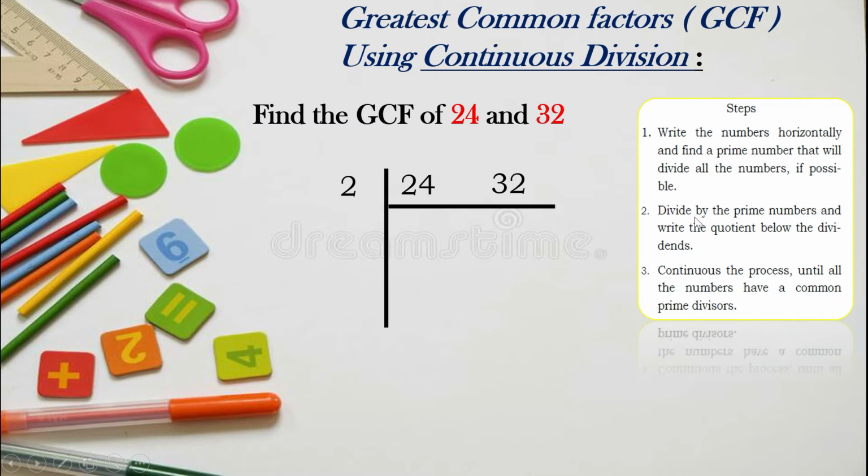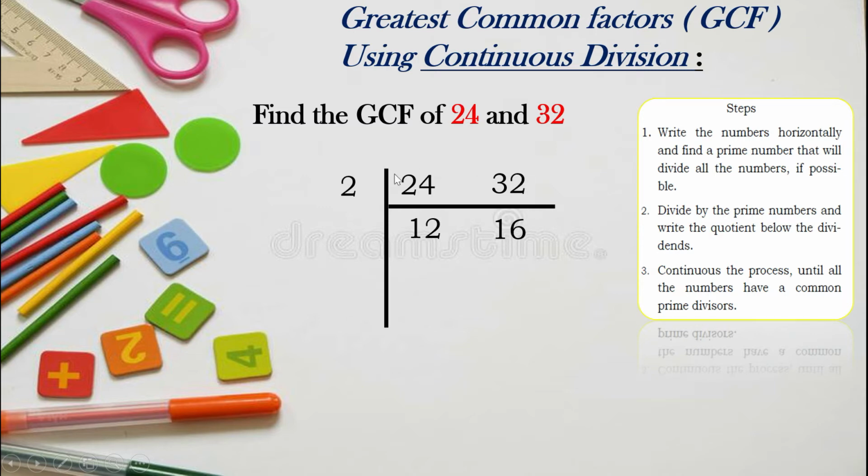Divide by the prime numbers and write the quotient below the dividend. So, 24 and 32 are our dividend, and this part here is the divisor. Again, always use the prime number 2 to make dividing easier. So, 24 divided by 2 is 12, right? Next, 32 divided by 2 is 16. So, you have the answers.